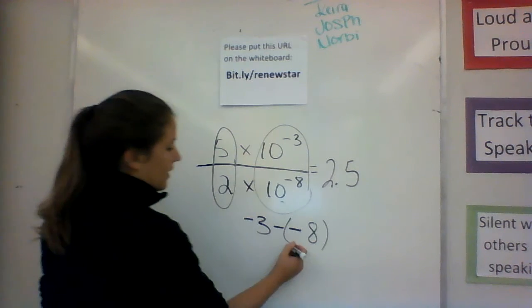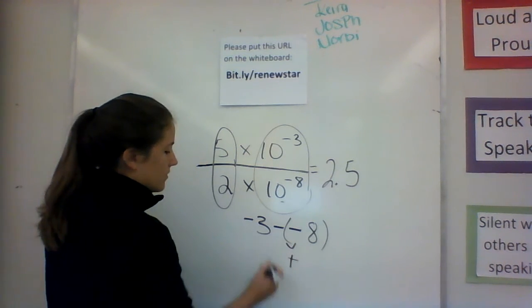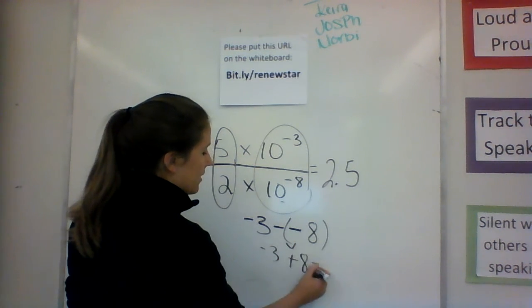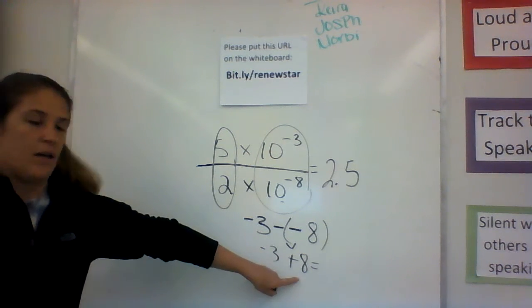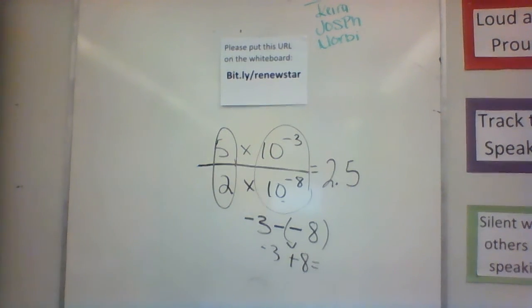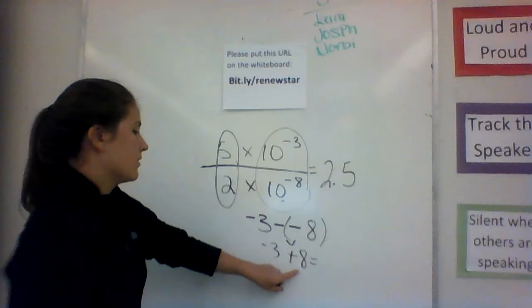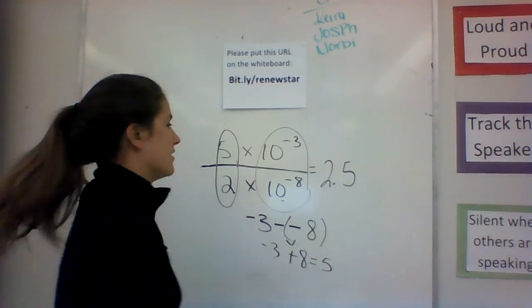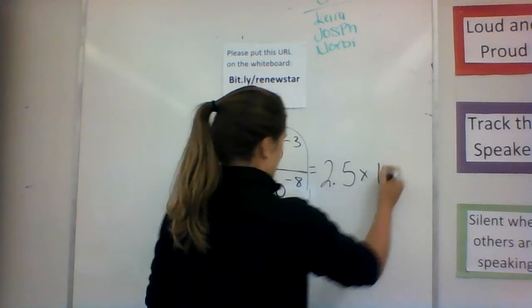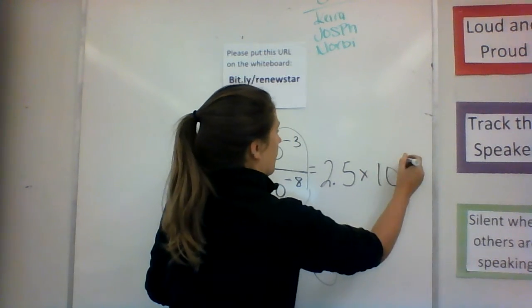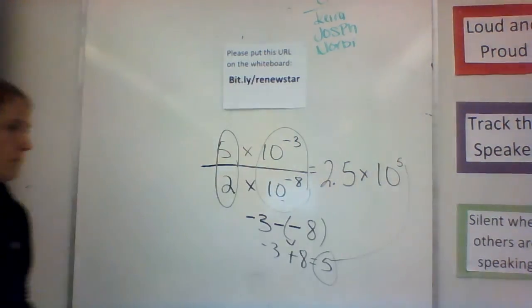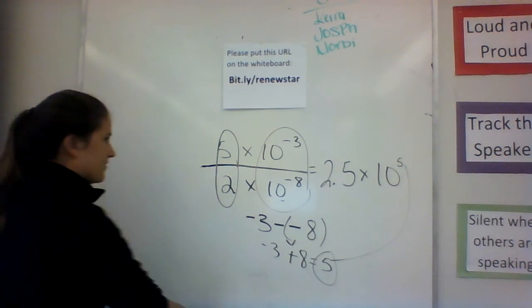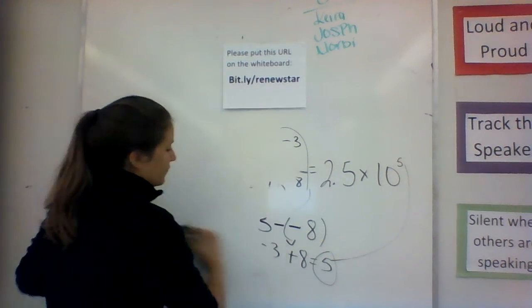Well, I know that these two negatives make a positive. So this is negative 3 plus 8. Are there more good guys or bad guys? There are more good guys. So I know it's going to be positive. 8 minus 3 is 5. So this will simplify to 2.5 times 10 to the 5th power. That is reviewing division. Now let's review some multiplication.